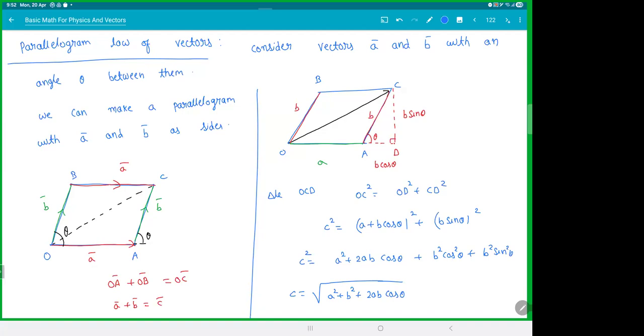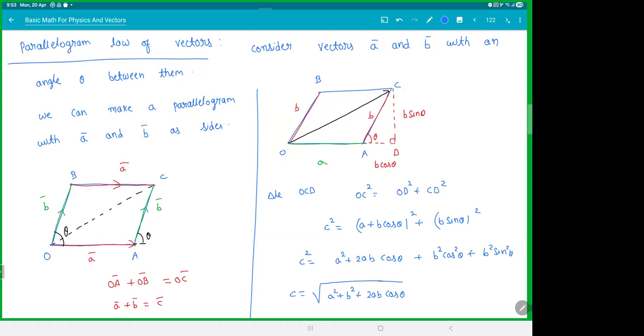If you see this carefully, this is a cosine rule, isn't it? You can put cos theta one side and shift everything. You get cos theta is A square plus B square minus C square by 2AB. It kind of looks like that. So what is this parallelogram actually useful for? If you know two sides and one angle, you can get the third side. So it's basically indirectly the cosine rule.